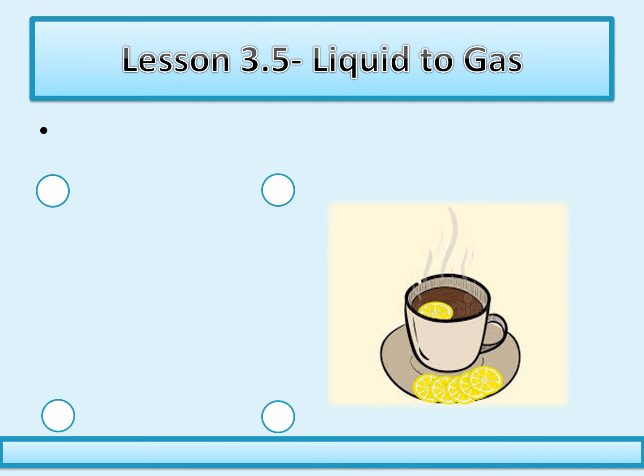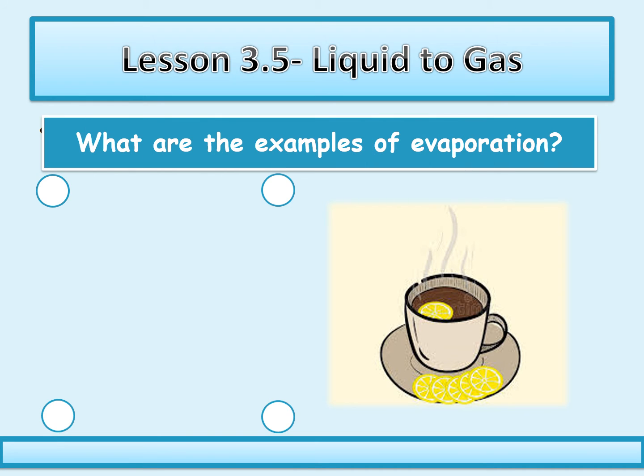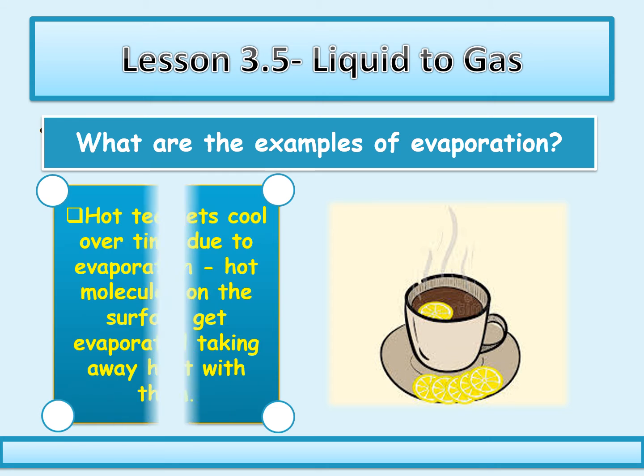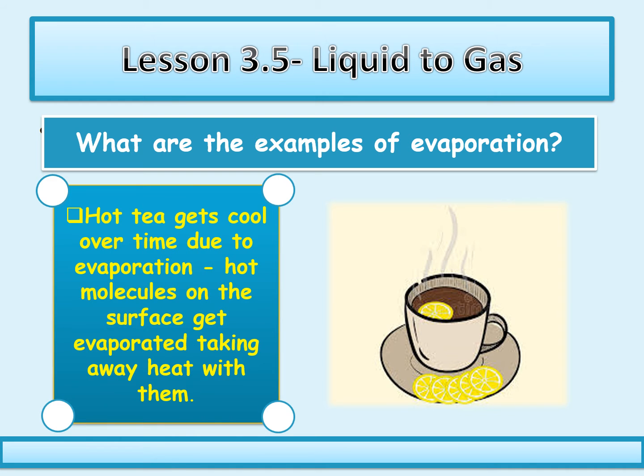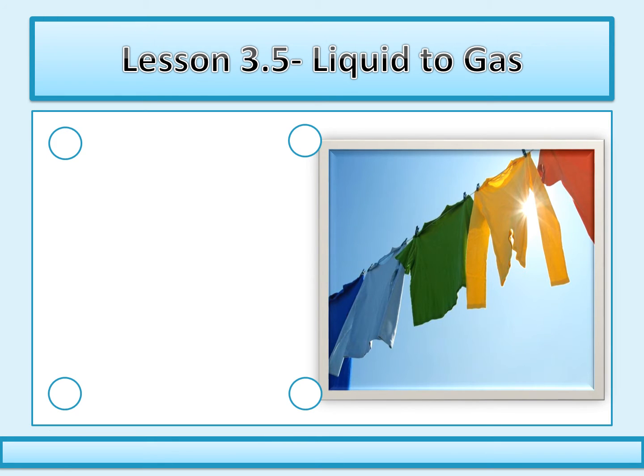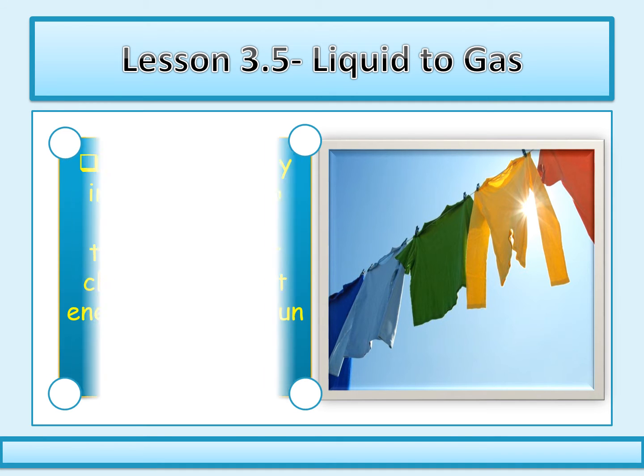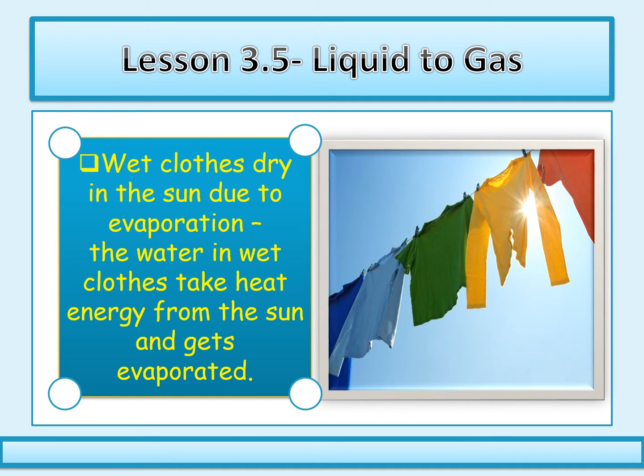You can see other examples of evaporation in daily life. What are the examples of evaporation? First, hot tea gets cool over time due to evaporation. Hot molecules on the surface get evaporated, taking away heat with them. Another example: wet clothes dry in the sun due to evaporation. The water in wet clothes takes heat energy from the sun and gets evaporated.